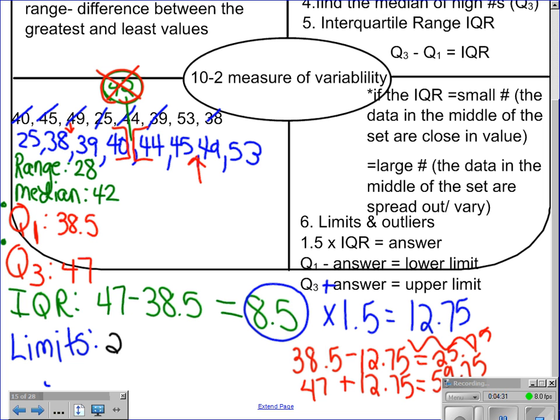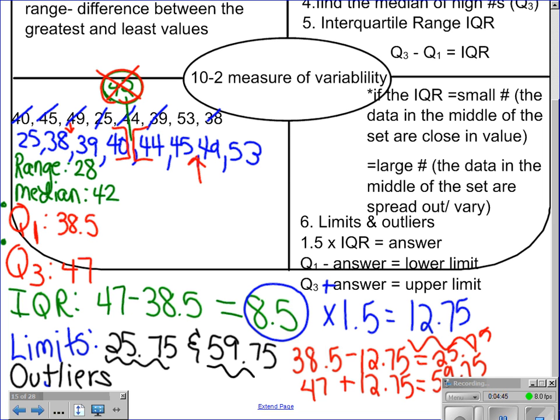So you have 25.75 and 59.75. The question is, are there any outliers? Are there any numbers less than this or higher than this? Yes. 25. The number 25 is considered an outlier. Okay.